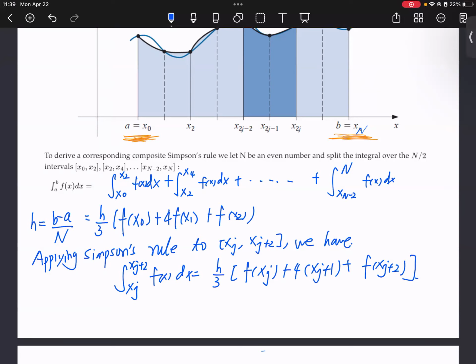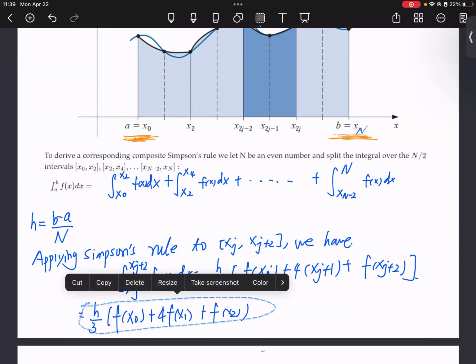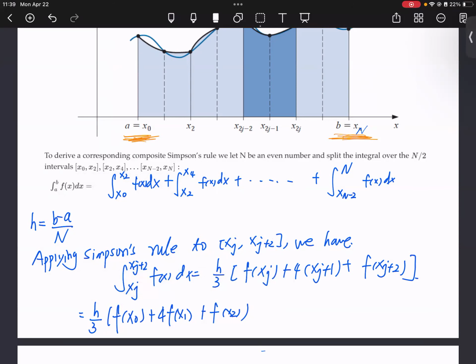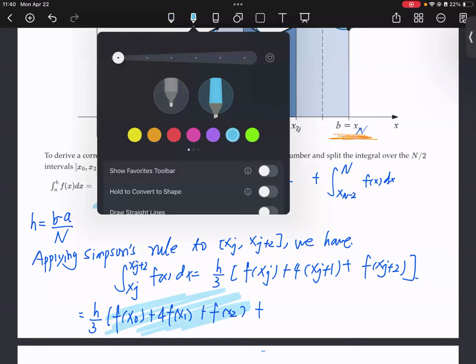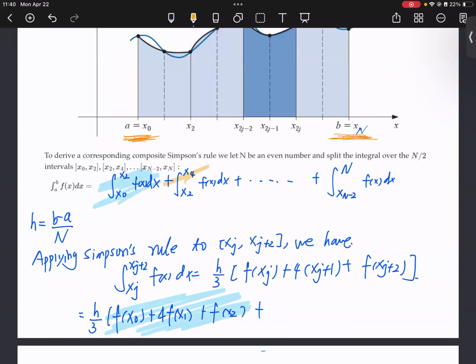If we apply this to all of the subintervals, at the end we are doing the summation here. This is the first one, and then we need to do some very careful calculations here. This is the second one, and let's see what we have. We have f(x2) again. This is the left endpoint.